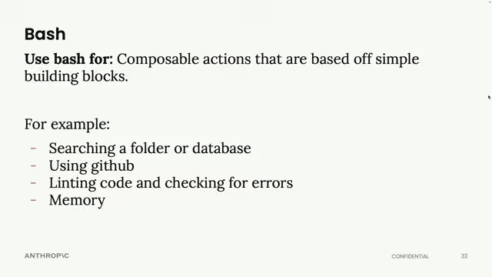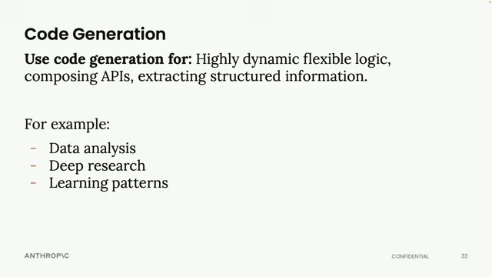Then we've got bash. For example, there are composable actions like searching a folder, using GitHub, linting code and checking for errors, or memory. You can write files to memory, and that can be your bash. Bash can be your memory system, for example, right? And then finally, you've got code generation, right? So if you're trying to do highly dynamic, very flexible logic, composing APIs, like you're doing data analysis or deep research or reusing patterns. And so we'll talk more about code generation in a bit.